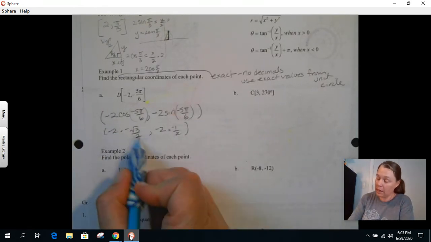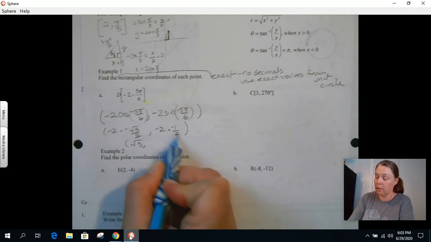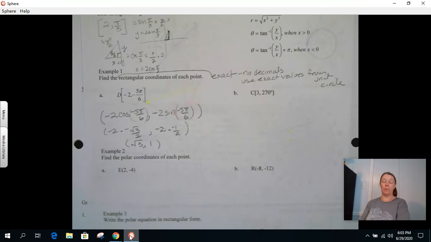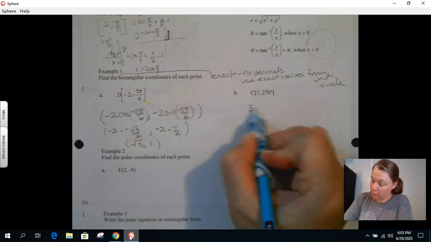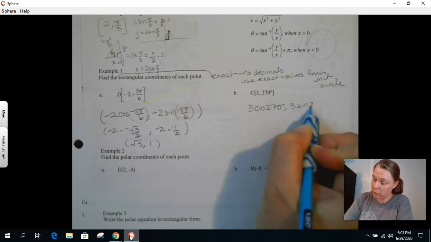Then we would simplify that. Here the 2's cancel, and negative times the negative is positive. So that would be root 3 comma 1. That would be the corresponding rectangular coordinate for that polar coordinate. All right, so go ahead and try the next one. It's the same idea: we're going to do 3 cosine 270 and then 3 sine of 270.